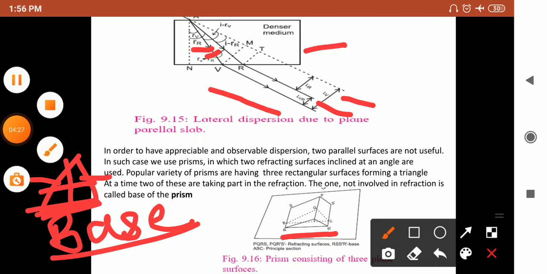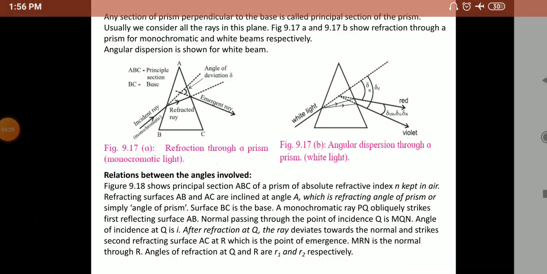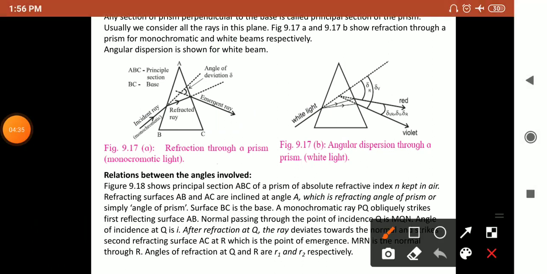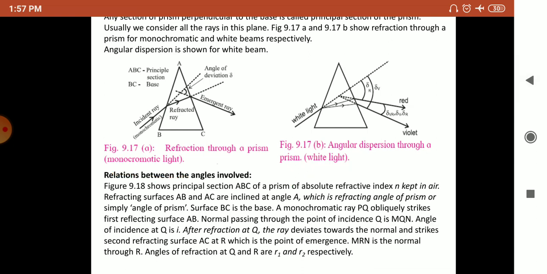Then these are two diagrams showing refraction through a prism and angular dispersion through a prism, where refraction uses monochromatic light, and in angular dispersion we use white light, which disperses into 7 colors. Then the relation between the angles involved, that we have to study here.